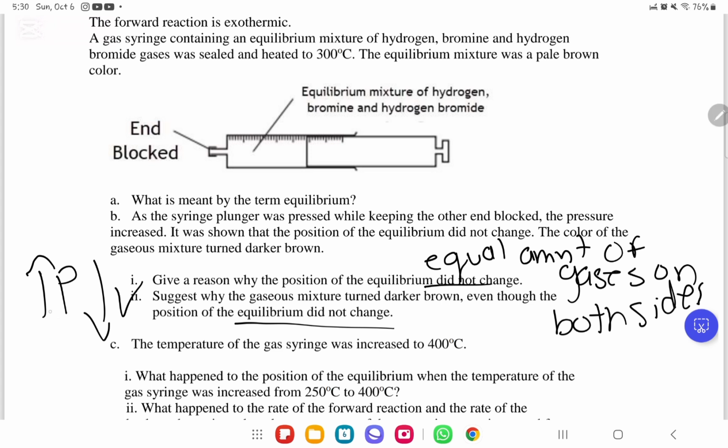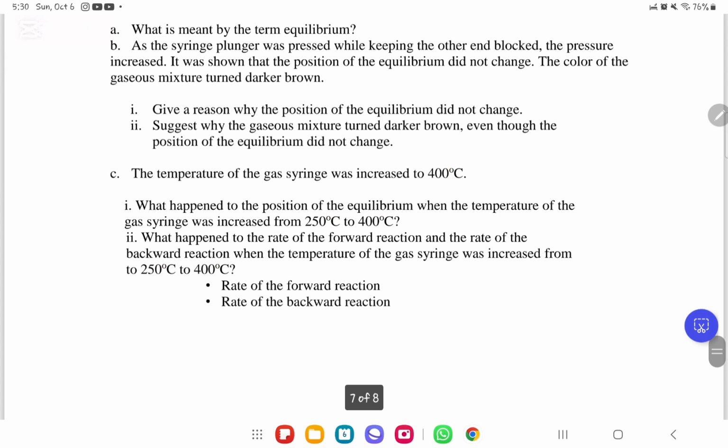So we increase the pressure and we decrease the volume. There is no partial counteraction because there are equal amounts of gases on both sides, but instead both of them will have an increase in their concentration, and so then directly we know that the hydrogen bromide, the hydrogen and the bromine, which have brown colors, will react more, and so then it will become a darker brown color. Now the temperature of the gas syringe was increased to 400 degrees Celsius.